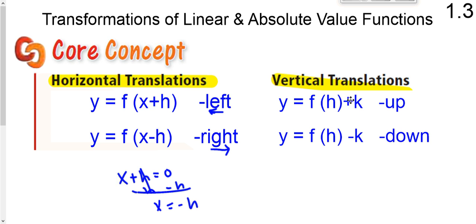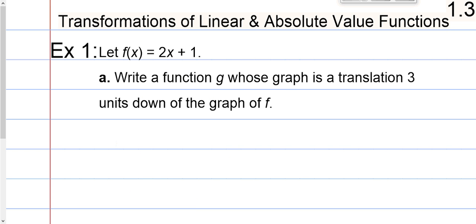Now, on the vertical translations, they do exactly what you think they should. So if I have plus k, it is going to go up. If I have minus k, it is going to go down. Any vertical transformation is going to be on the outside. It will not be on the inside with that x value. Alright, so looking at that, let's go ahead and now check out our first example.